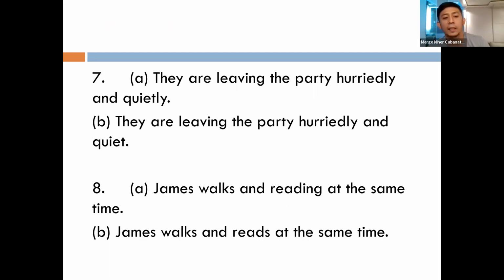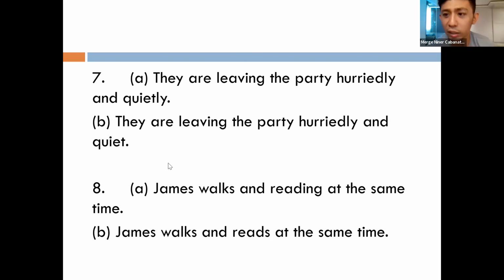Ayan. Number 7, they are leaving the party hurriedly and quietly, or they are leaving the party hurriedly and quiet. Number 7, A or B? Okay. So everybody answered letter A, which is correct.